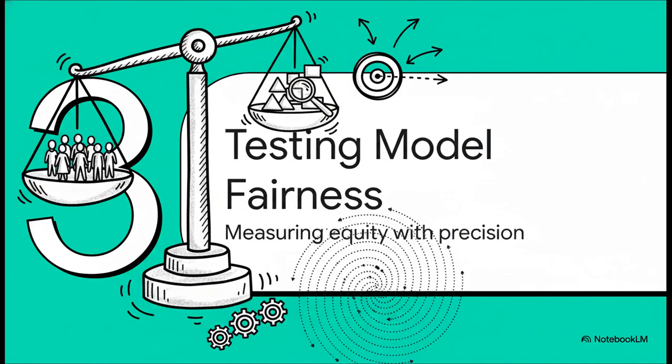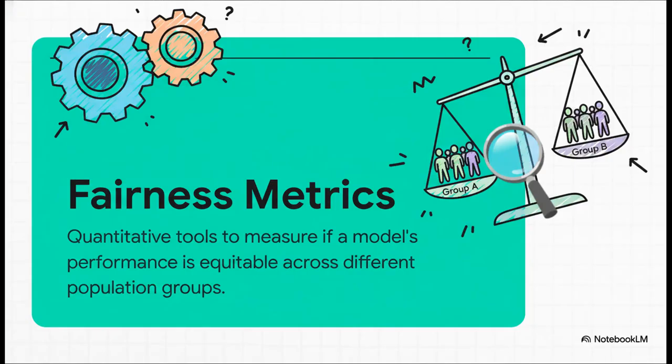Okay, so you've done your homework on the data. You've trained a model. Now what? Well, the next step is to put that model to the test, specifically to measure just how fair it is with real precision across different groups of people. We do this using tools called fairness metrics. You can think of them like specialized rulers.